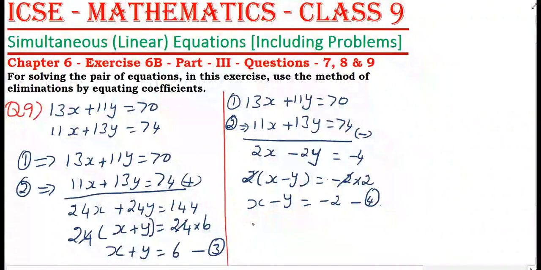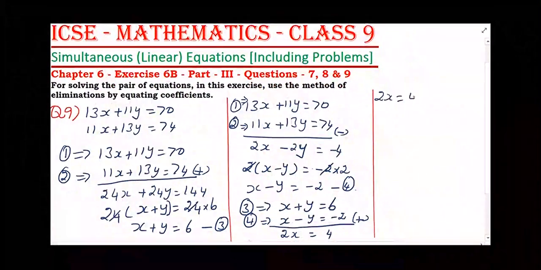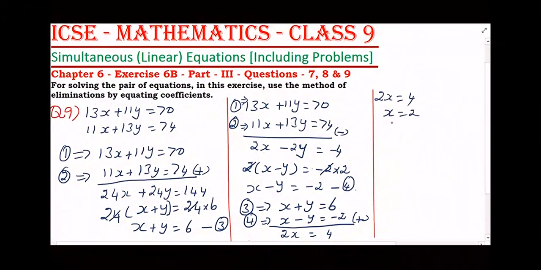Now simply we can add equations 3 and 4. Equation 3 is x plus y equal to 6, and equation 4 is x minus y equal to minus 2. So we can add this. y will be cancelled. So 2x equal to 4, x equal to 2.